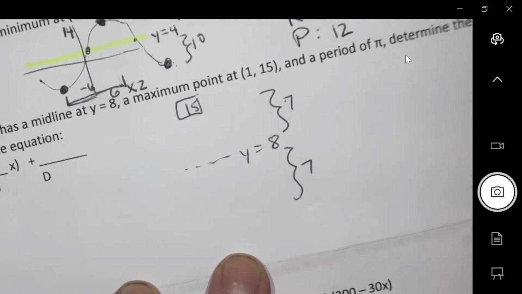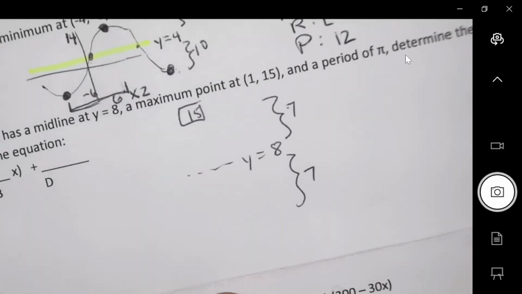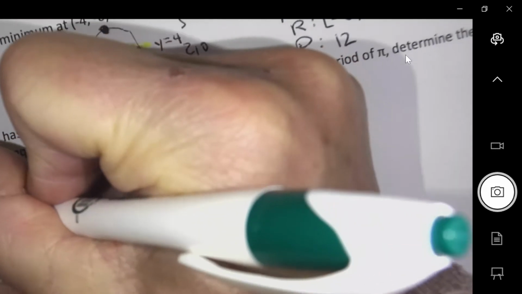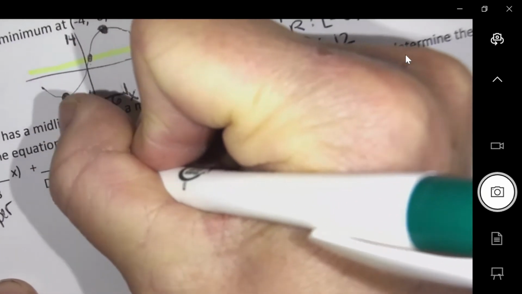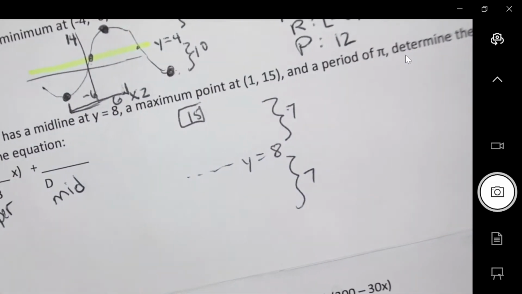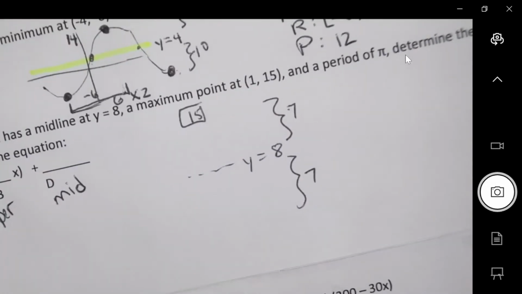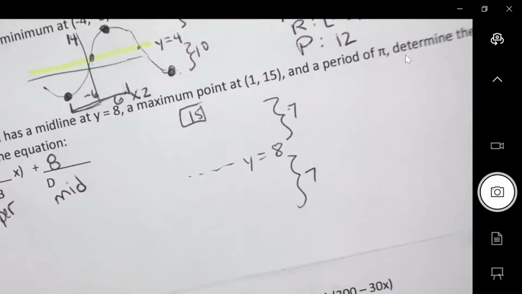Okay, so do you remember what the A, the B, and the D all mean? So this is amplitude, this talks about period, and this talks about mid. Again, you have to know those 3 pieces. So I'm going to put a 7 here. I'm going to put a +8 here.